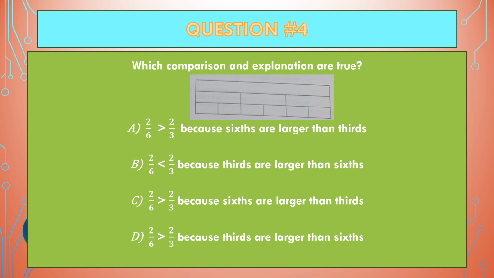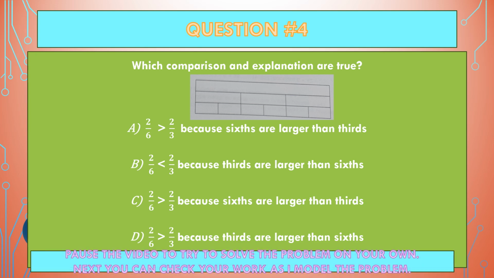Is that true? B says 2/6 is less than 2/3 because thirds are larger than sixths. Look at the model. Is that true? C says 2/6 is greater than 2/3 because sixths are larger than thirds. Look at the model. Is that true? D says 2/6 is greater than 2/3 because thirds are larger than sixths. Look at the model. Is that true? Now I want you to pause your video and try to solve the problem on your own before you work with me to check your answer.